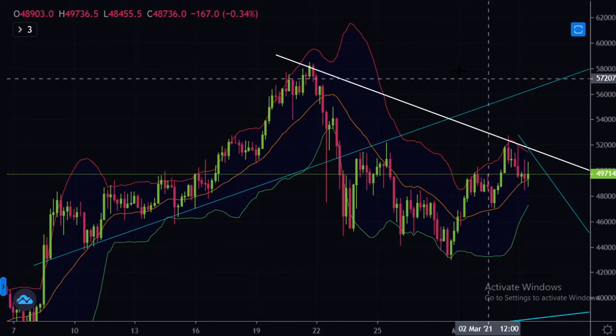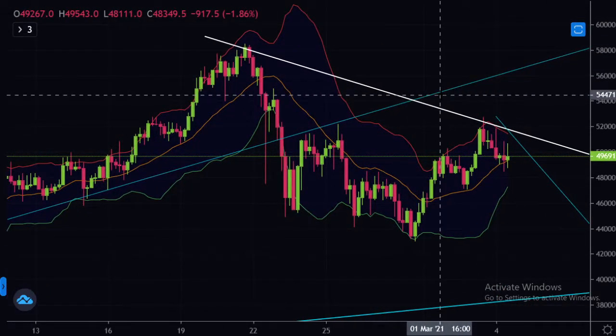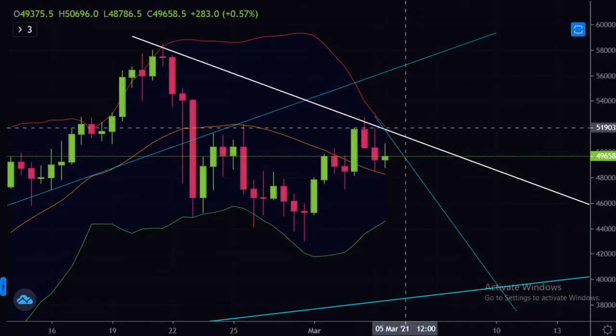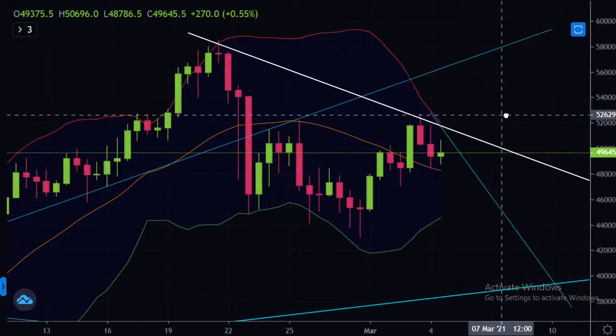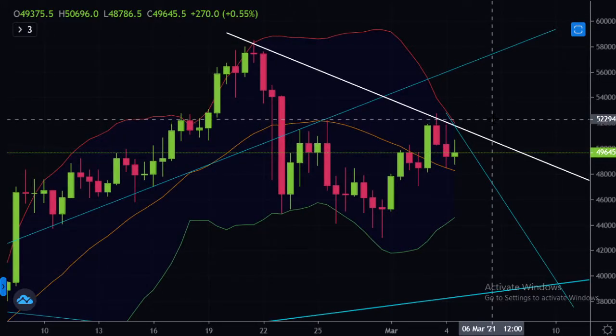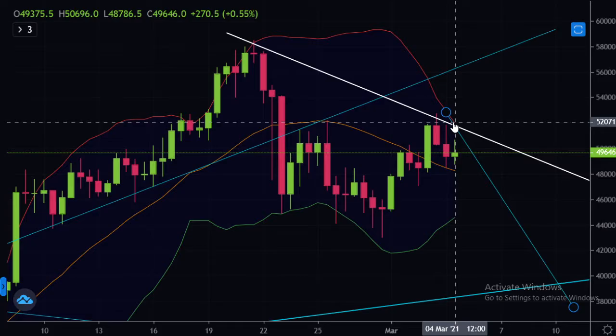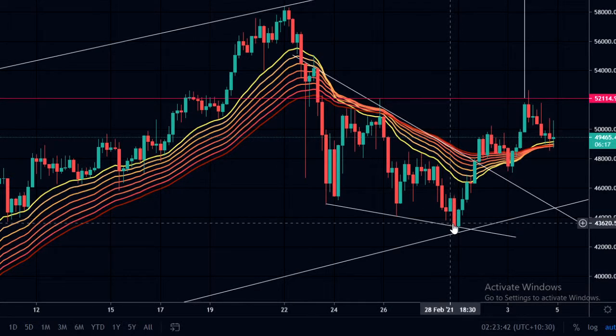So perhaps this move could be coming quite soon. If we also look at the 12-hour chart, we can see quite a big squeeze happening also on the 12-hour chart. And I think the bigger the time frame, possibly the bigger the move. So now let's look at the EMA ribbon.